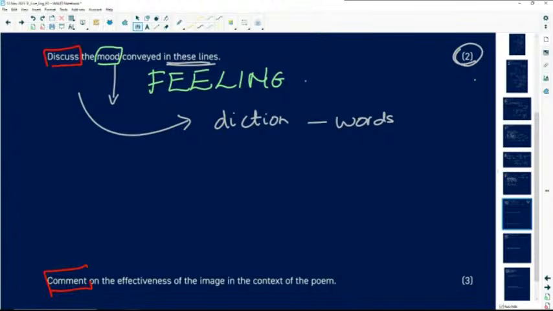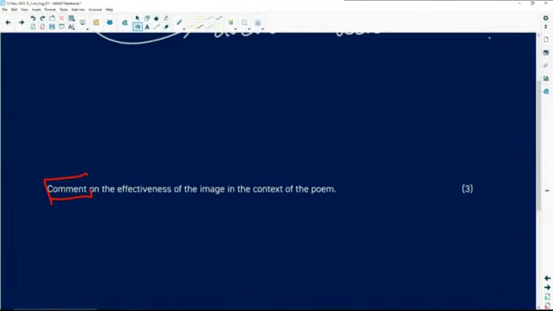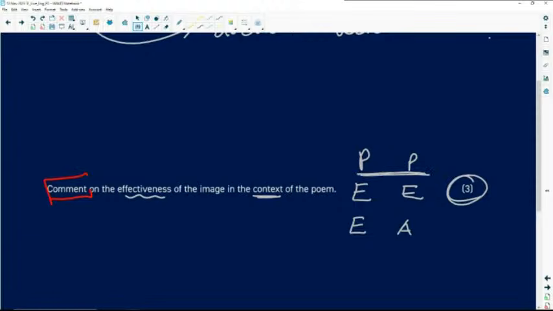Look at the next question. What is my key word? The effectiveness in the context of the poem as a whole. So you've got to look at the image, and this is a 3-mark question. So you're still doing the P-E-E or the P-E-A. Forget about the L. You don't need it. You're still making a point, and you are using the poem to support it. But notice you're asked in the context of the poem, so you need to know what the poem's about, and then you look at the effectiveness of the image.